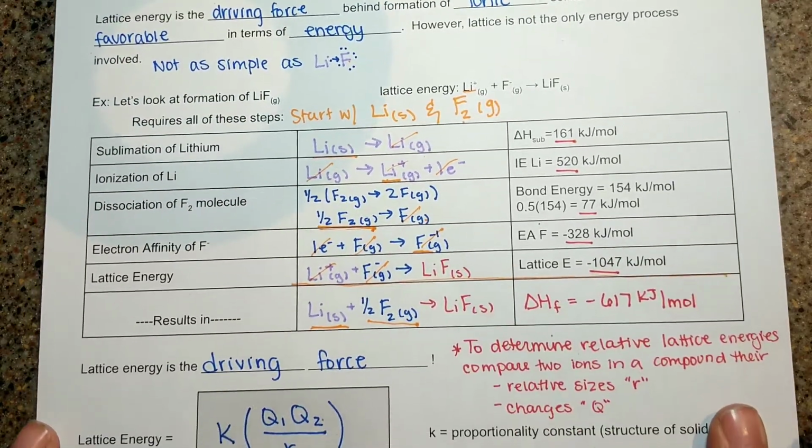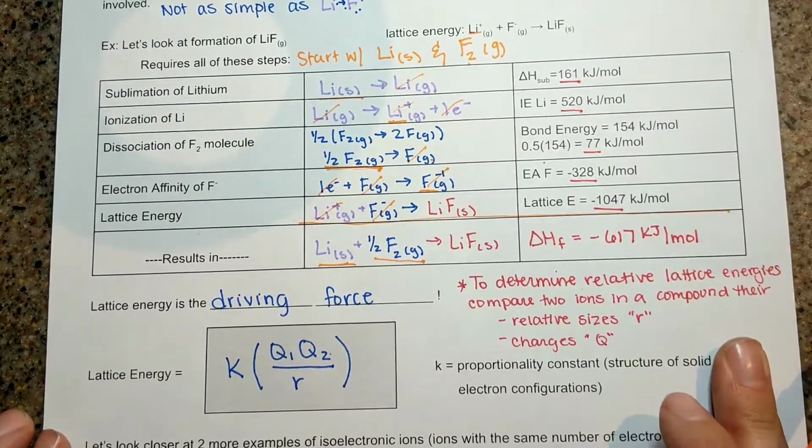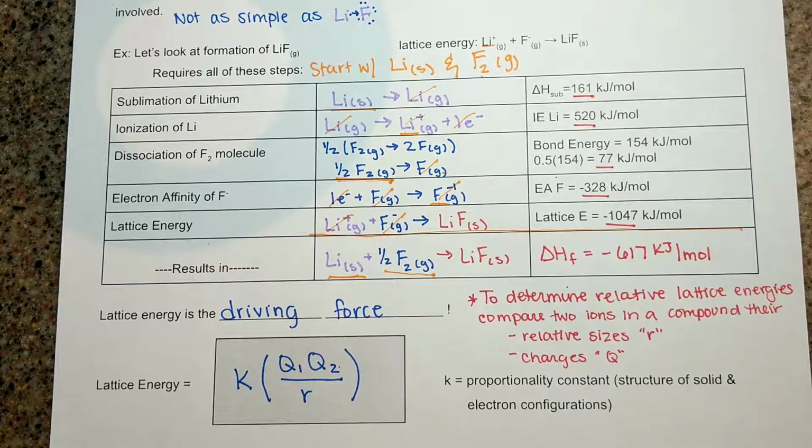So it's important to note that lattice energy is the driving force. I can come up with the lattice energy by taking a proportionality constant, which has to do with the structure of the solid and electron configuration, times, and we'll notice that we have Coulomb's law here again, my two different charges of my ions, divided by the radius of my ions.